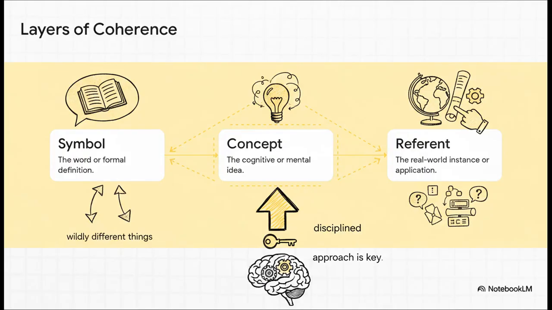And here's the logic in a nutshell. You've got these three layers, right? The symbol, that's the word itself. The concept, the idea it triggers in your mind. And the referent, the actual thing in reality. The whole argument is that stable, reliable meaning only happens when those three are snapped together, totally coherent. The second they start to drift apart, your whole intellectual foundation gets shaky. It's all about that disciplined alignment.